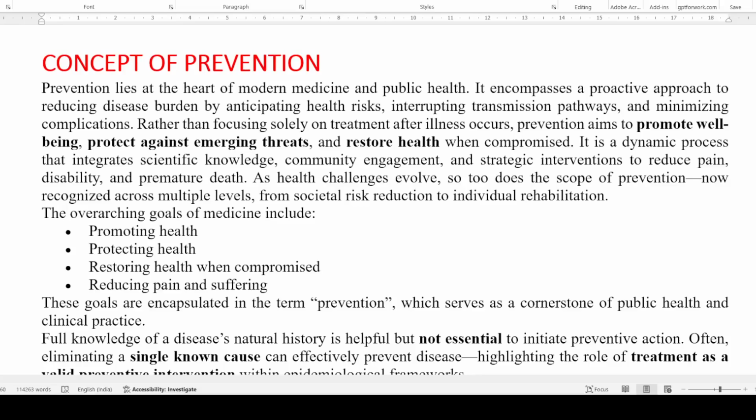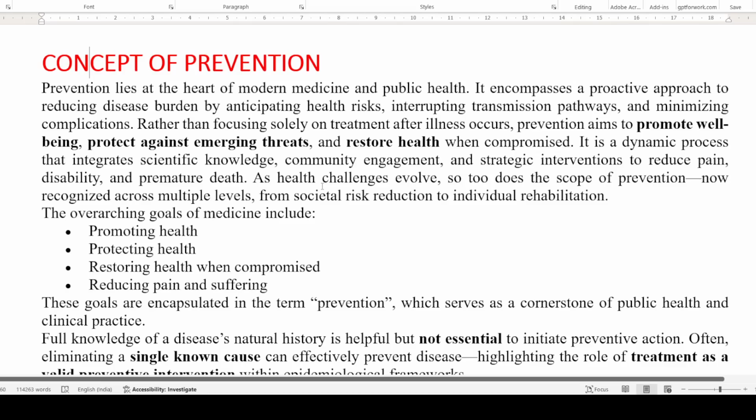So today our topic is the concept of prevention. In previous classes we saw how disease transmission occurs, how it transmits from one person to another. So today is the concept of prevention. Prevention means how can we prevent the disease, or how can we prevent people from having the disease as public health professionals, right?